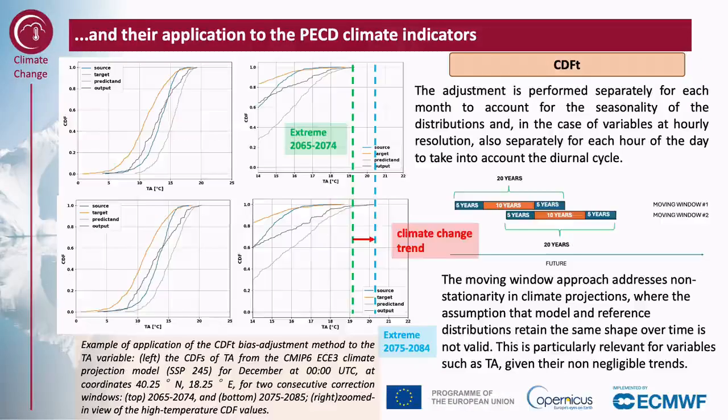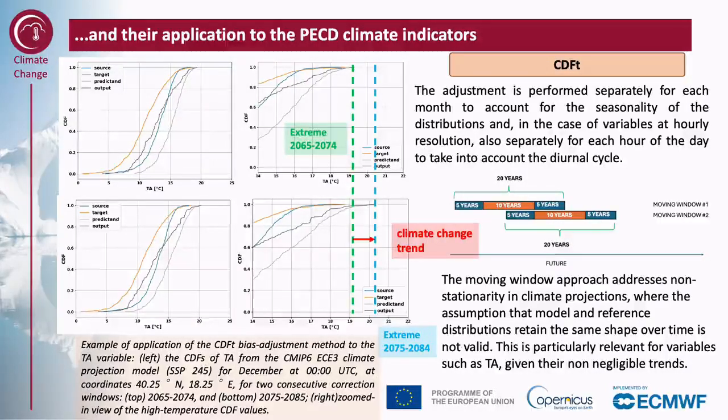visible. In the PECD database, the CDFT method has been applied for the adjustment of temperature, wind speed and precipitation of the climate projection models. The adjustment is performed separately for each month and hour to account for the seasonality and the diurnal cycle variability. The moving window approach, of which the schema is reported on the right, addresses non-stationarity in climate projections, where the assumption that model and reference distributions retain the same shape is not valid. This is particularly relevant for variables such as temperature, given the non-negligible trends as shown in the left figures.